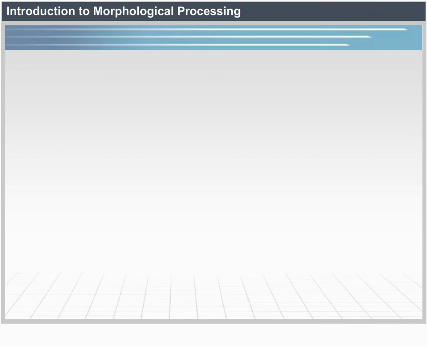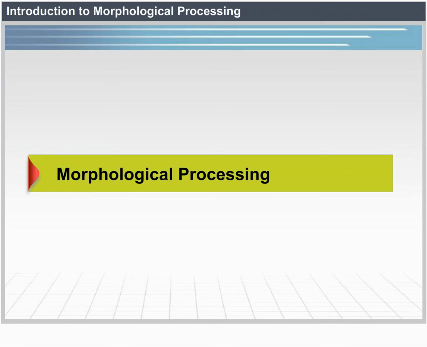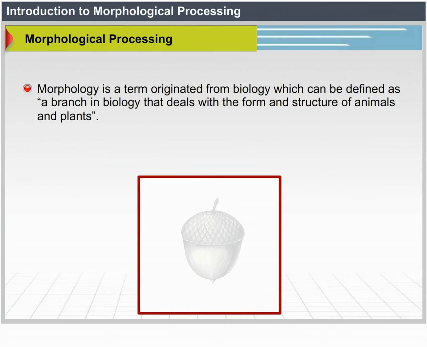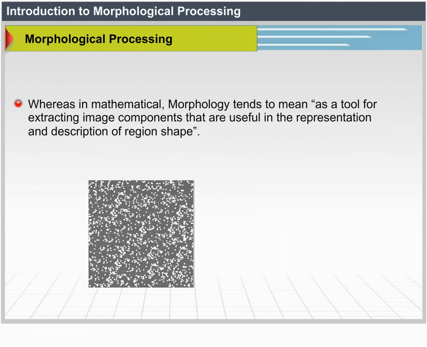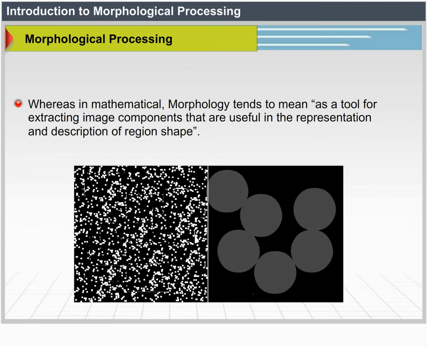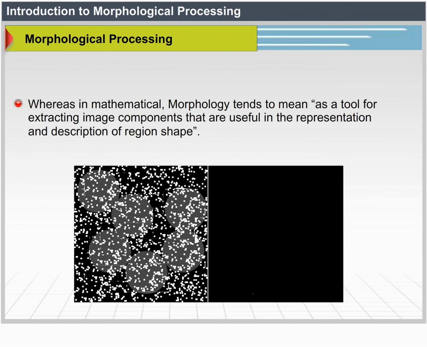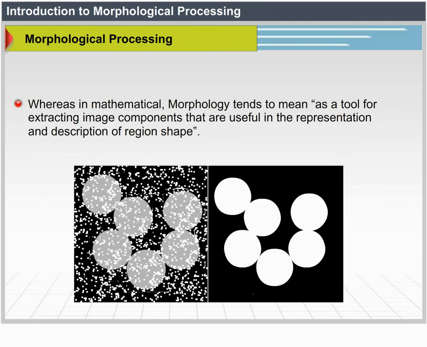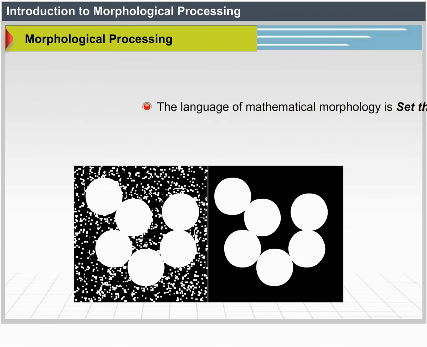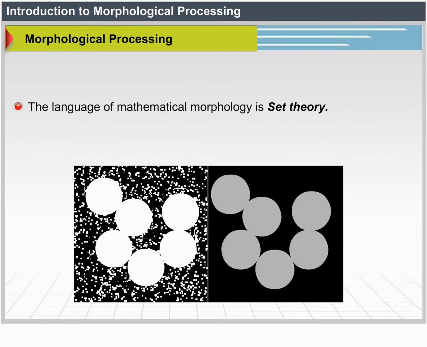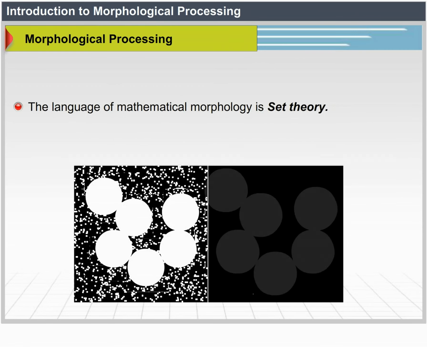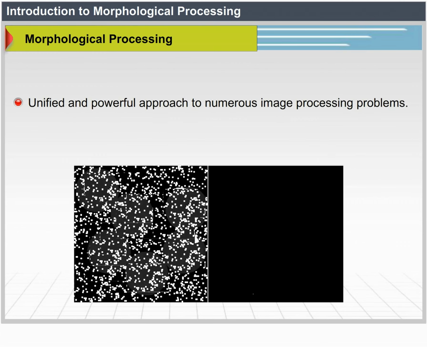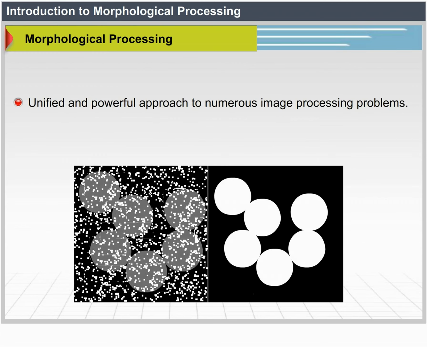Introduction to Morphological Processing. Morphological processing. Morphology is a branch in biology that deals with the form and structure of animals and plants. Mathematical morphology as a tool for extracting image components that are useful in the representation and description of region shape. The language of mathematical morphology is set theory. Unified and powerful approach to numerous image processing problems.